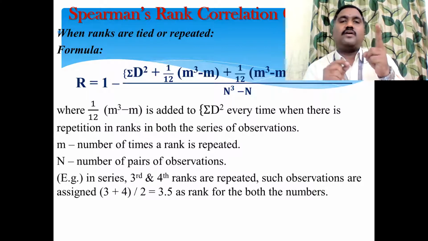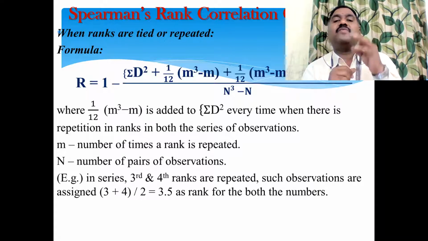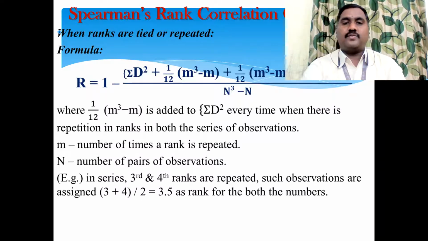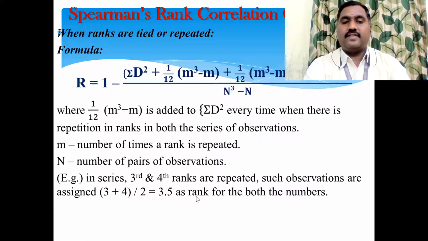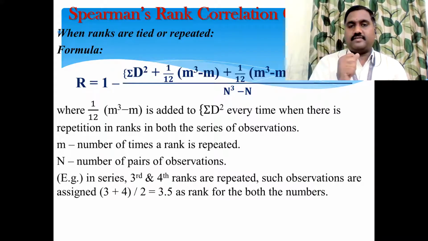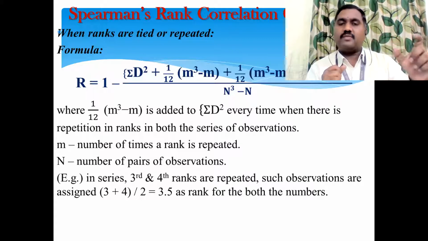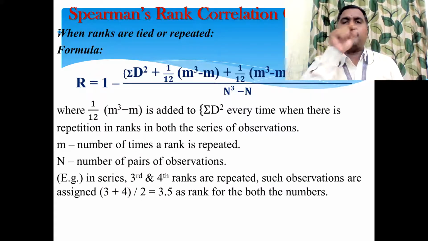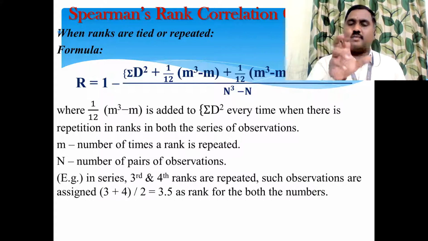For example, if a number is repeated 3 times, m will be 3, or 2 times means m will be 2. Please note down this instruction and the description of the formula. In the given series X or Y, if the third and fourth ranks are repeated, both values are the same, 40 and 40, in the third and fourth place. Since the numbers are same, you cannot put the third rank for one 40 and the fourth rank for the other, because 40 is repeated 2 times.